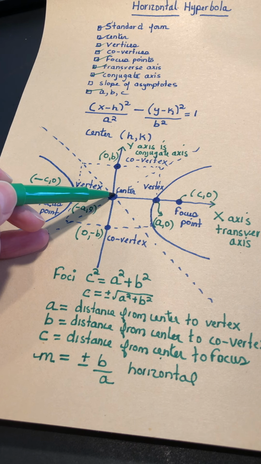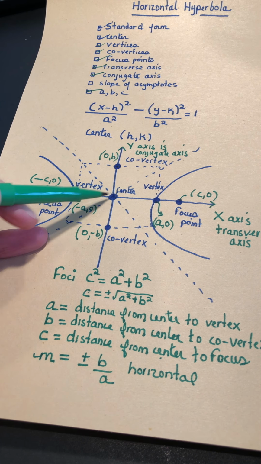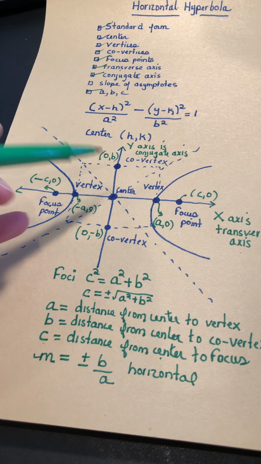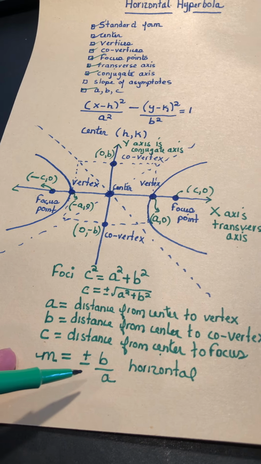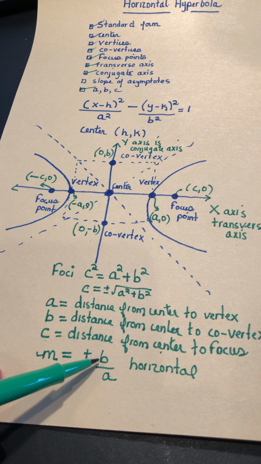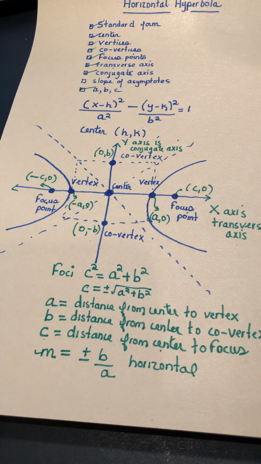If the points on the y-axis are b and the points on the x-axis are a, slope is rise over run, change in y over change in x. If you wanted to find the slope of these asymptotes here, it would be plus or minus b over a. You can see one is a positive slope and one is a negative slope.